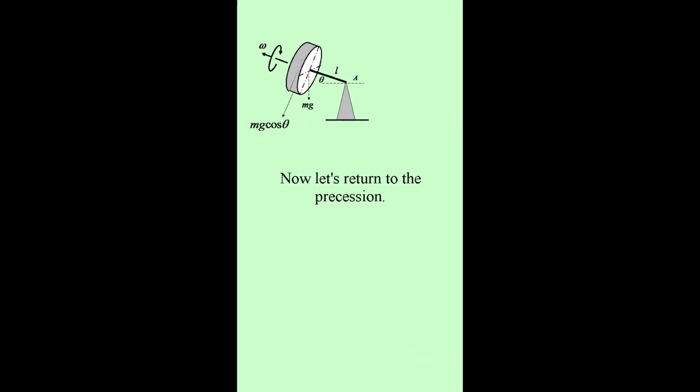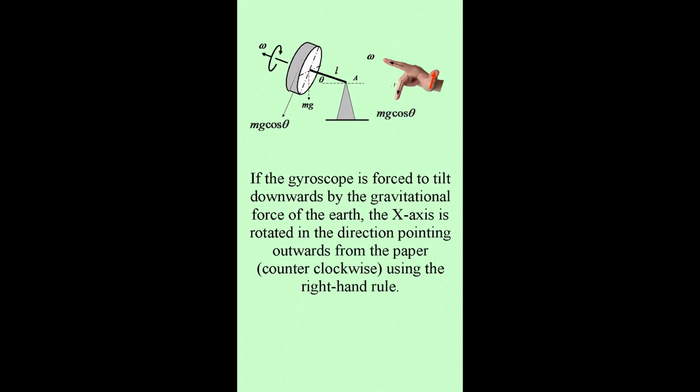Now let's return to the precession. If the gyroscope is forced to tilt downwards by the gravitational force of the Earth, the x-axis is rotated in the direction pointing outwards from the paper, counterclockwise, using the right-hand rule.